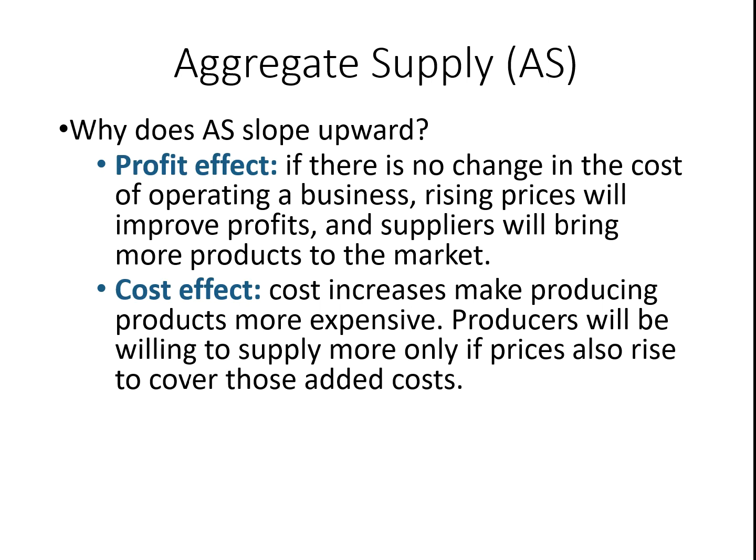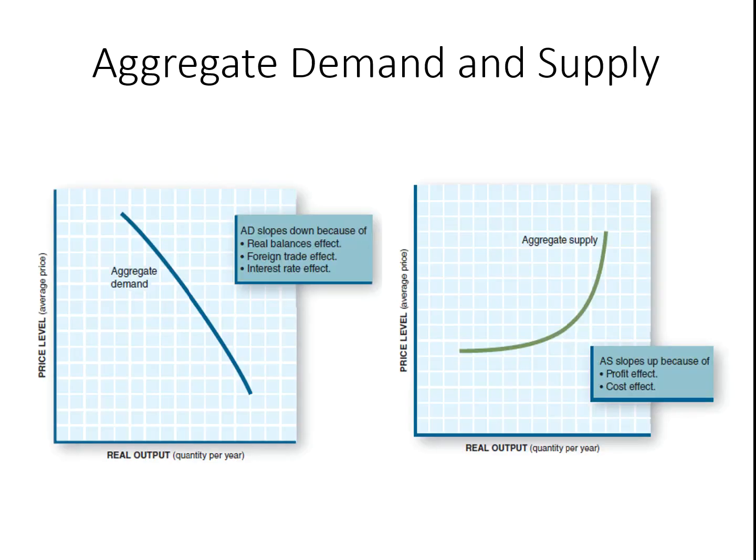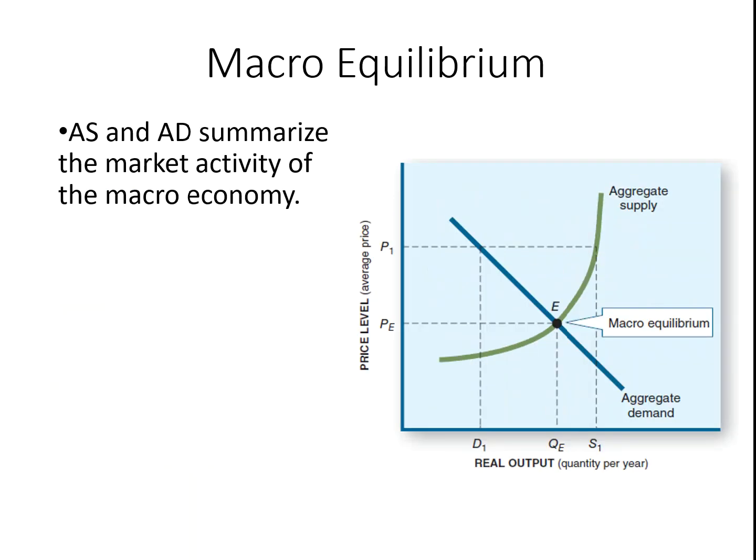For the macro equilibrium, it's very similar to our equilibrium for the individual supply and demand curves. When we look at these two curves, aggregate demand and aggregate supply, they both have the same vertical axis and horizontal axis. In order to find the equilibrium, we just need to put them together. Once we put them together, we will find the intersection point here, E. That E indicates the macro equilibrium point.